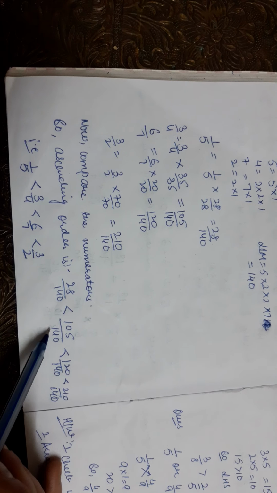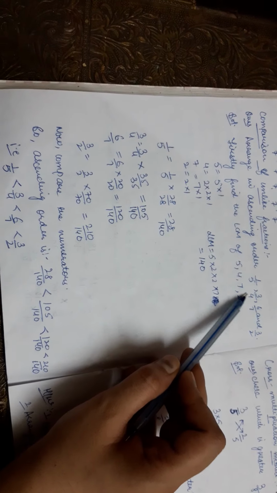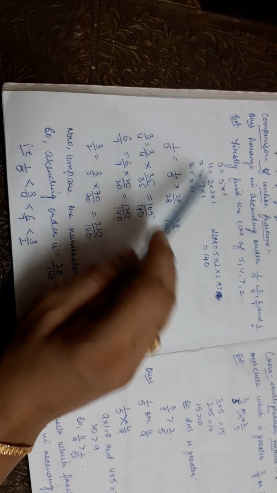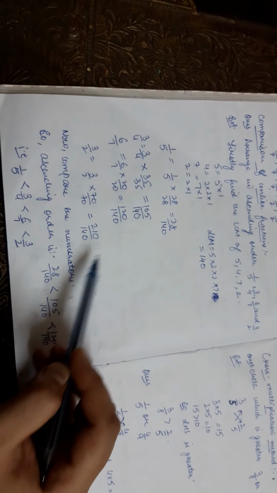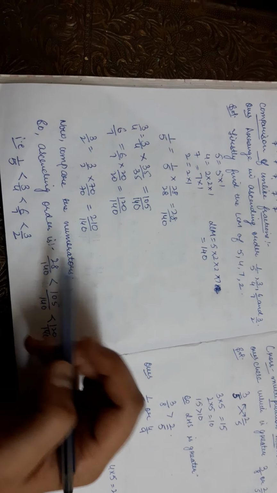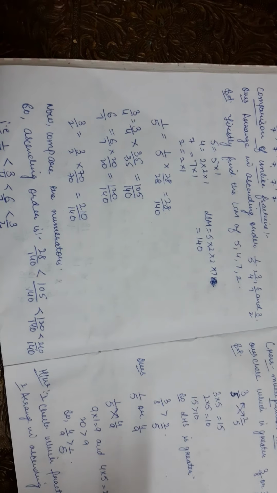In the last of the question you will not end like this. You have to write the original fractions where we have started with. So 28 by 140 means 1 by 5, so you will write 1 by 5. Then 105 by 140 means 3 by 4. So you have to arrange in the end like this. Whatever question is asked, the answer should be in that form only.